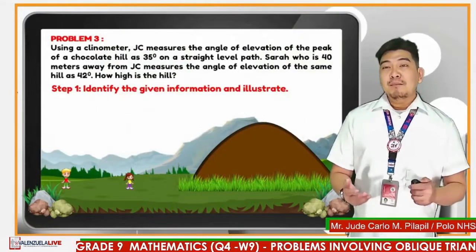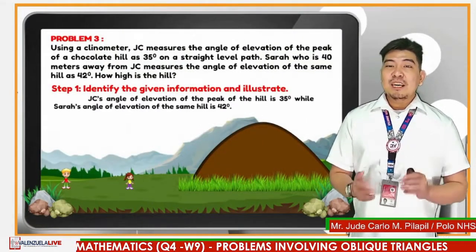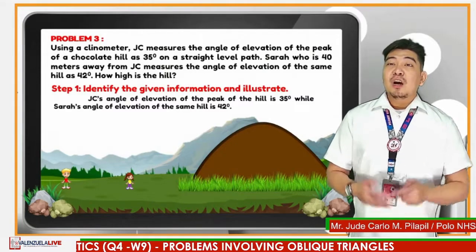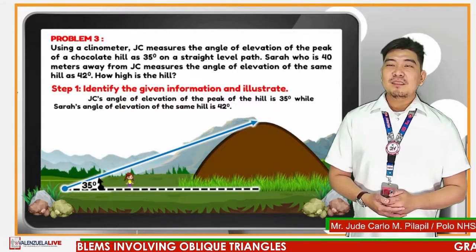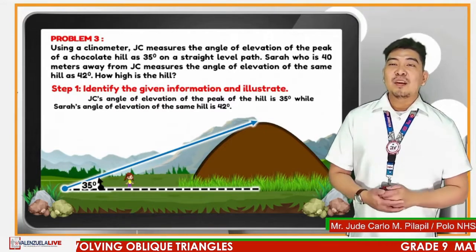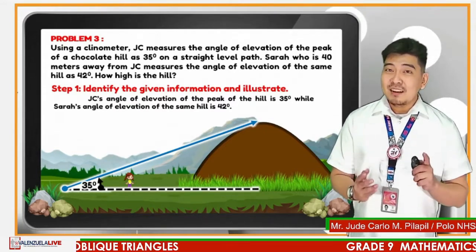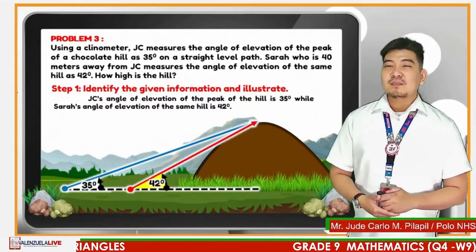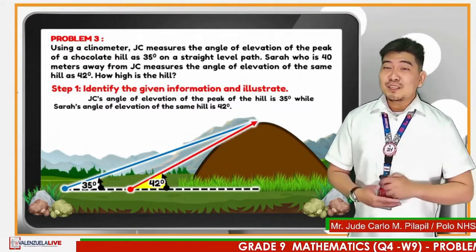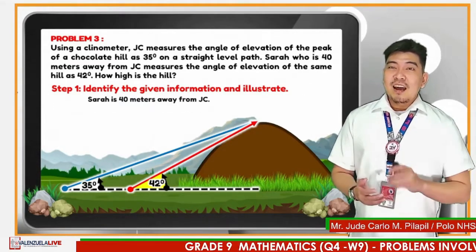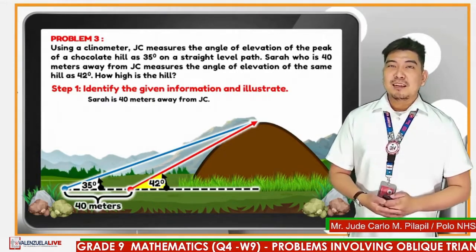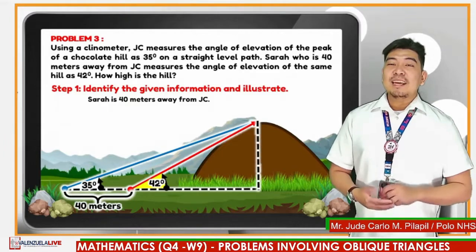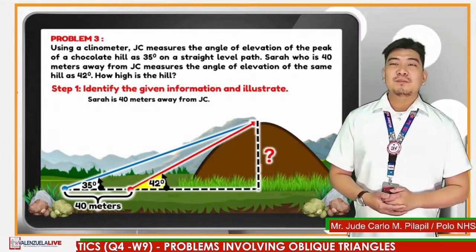In the problem, it is stated that JC's angle of elevation of the peak of the hill is 35 degrees, while Sarah's angle of elevation of the same hill is 42 degrees. We also need to note that Sarah is 40 meters away from JC. Now, we are asked to find the height of the hill.